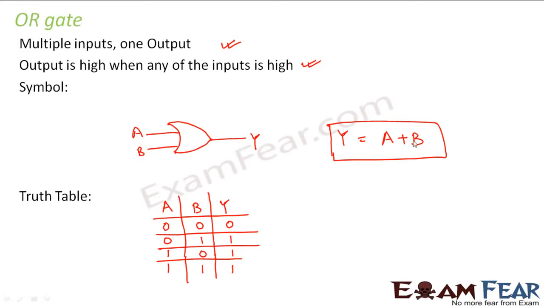Don't say that 1 plus 1 will be 2. Because right now we are dealing with binary operations. And in binary operation, 1 plus 1 is 1. That means high plus high is high. It is something like that. So this will be the truth table for OR gate.